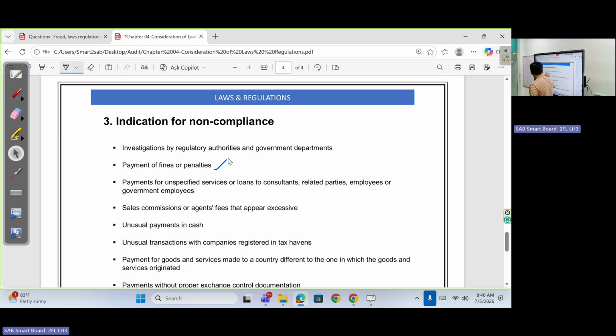Investigations by regulatory authorities and government departments. Companies should be checked for these, even for non-compliance.